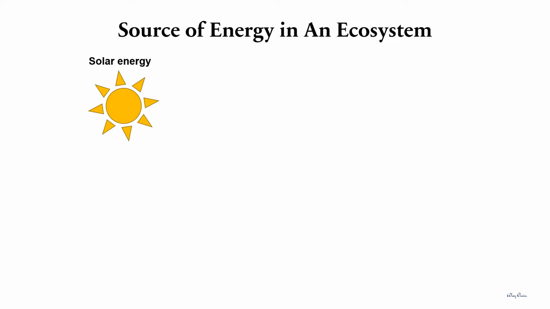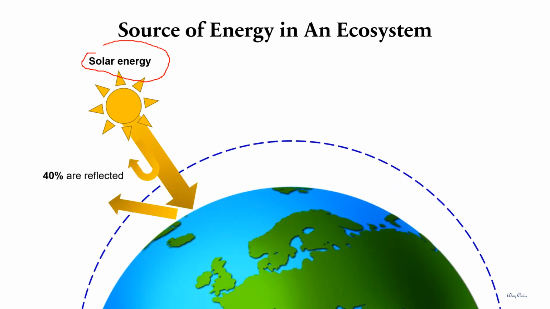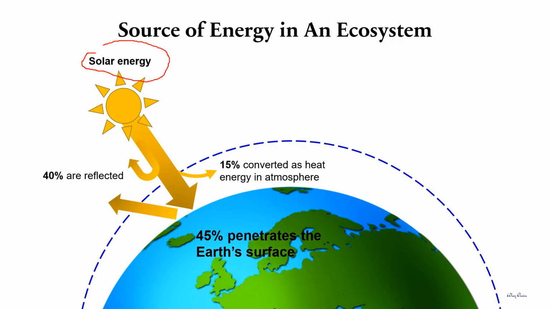Where does the energy come from for an ecosystem? It is related to solar energy, or sunlight energy. 40% of the solar energy is reflected by the ozone layer or by the Earth's surfaces, such as the hydrosphere, 15% is absorbed and converted to heat energy in the atmosphere, and 45% is able to reach the Earth's surface. And what happens to this 45%? Let's look at what happens to this percentage.